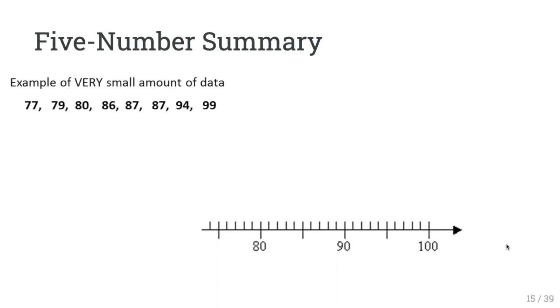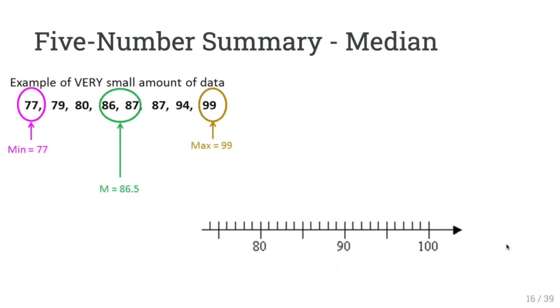So now we're going to talk about the 5-number summary. And it's going to be intimately tied to boxplots. We're going to just do an example with a very small amount of data. The 5-number summary is really important because it tells you a lot about the distribution of the data in a fairly succinct way.